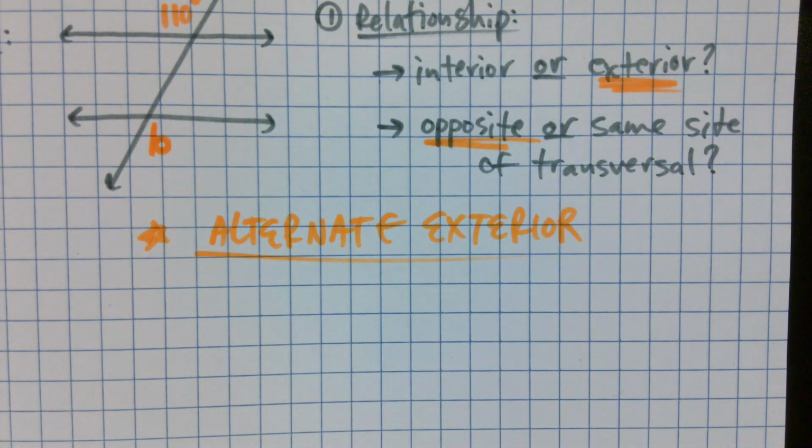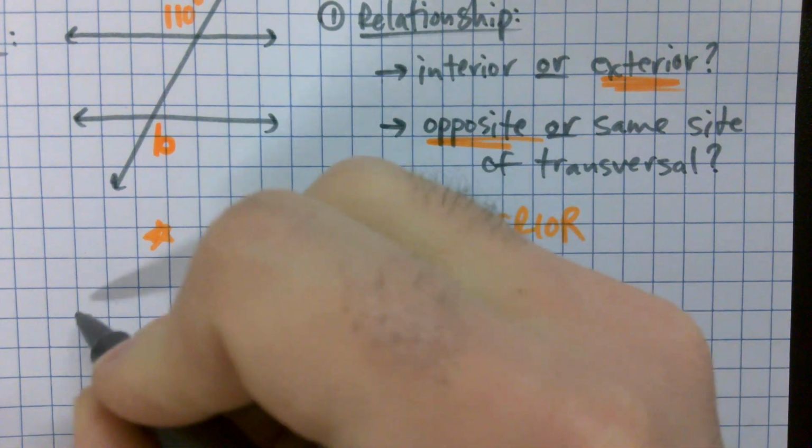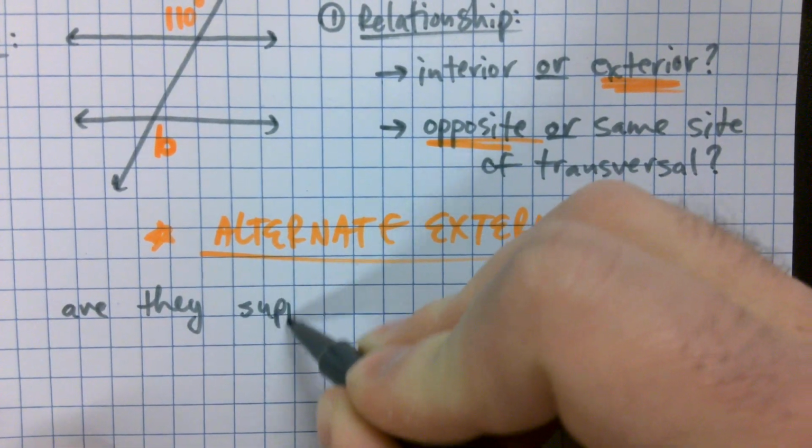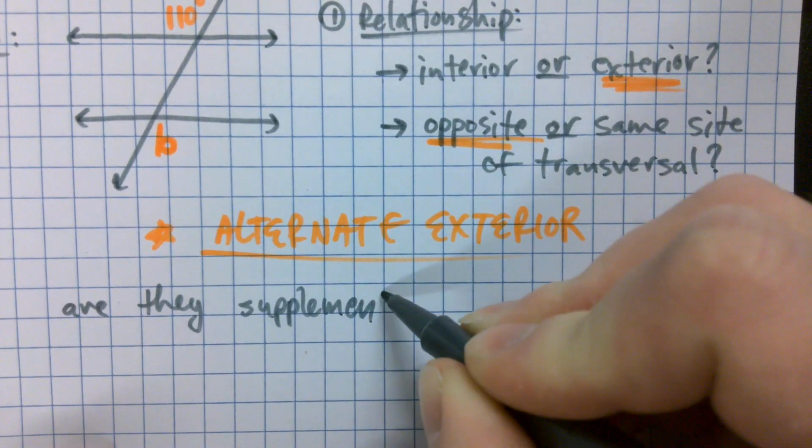Looking back at our color-coded diagram, are alternate exterior angles supplementary or equal? Take a look. They're equal. They are equal.